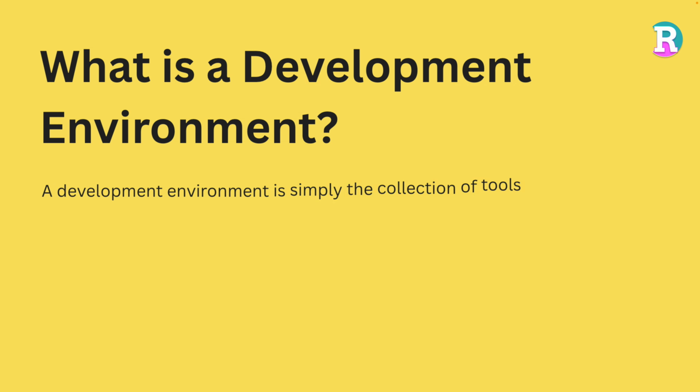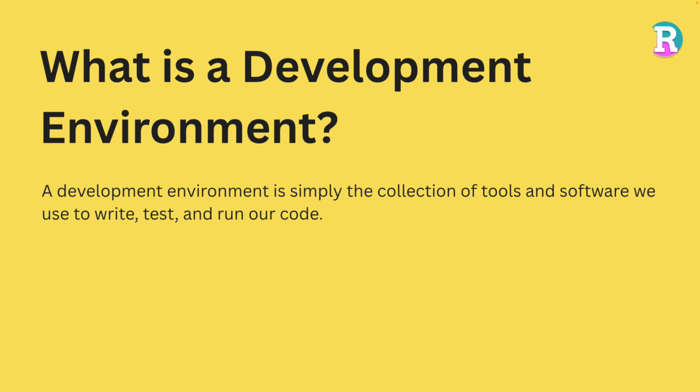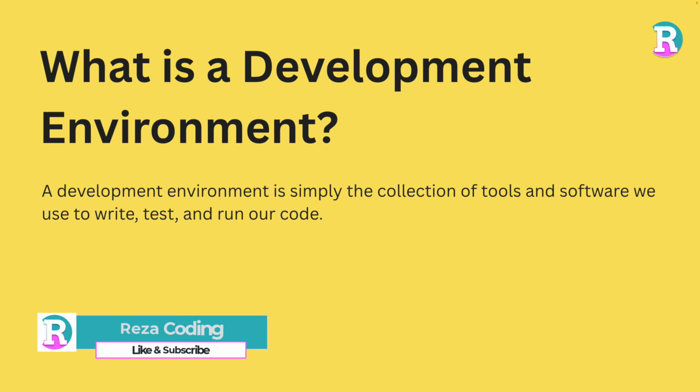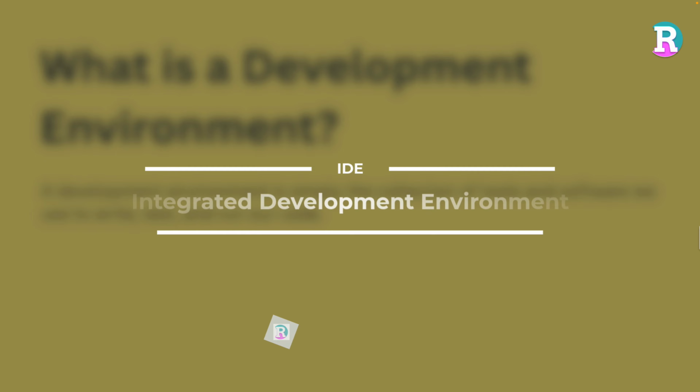So let's start this video by answering this question: what is a development environment? A development environment is simply the collection of tools and software we use to write, test, and run our code. Sometimes it's called a code editor. Some code editors have great features that we'll use throughout this course. Some editors even offer more features than we actually need. And that's when we start calling them IDEs, or Integrated Development Environments.